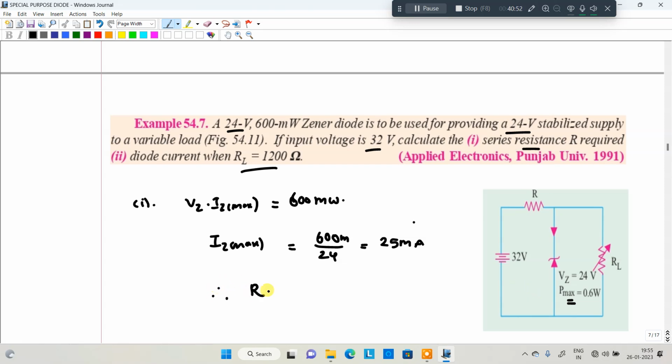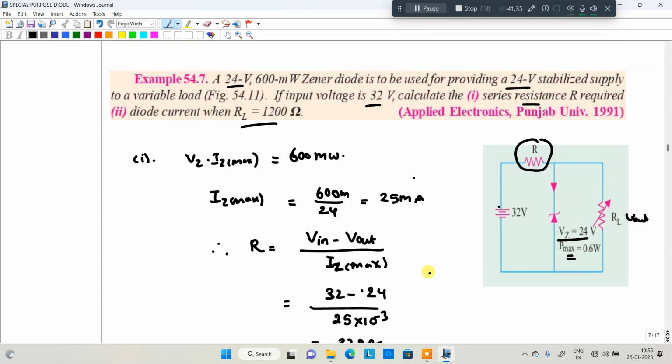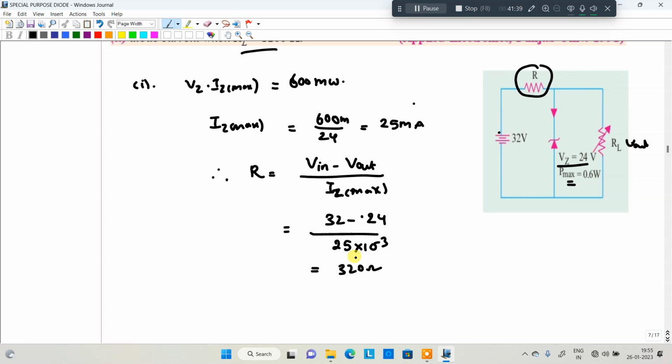From that, R is equal to, I gave one formula, V in minus V out divided by IZ maximum. This is the formula I provided in the theory. So what about R, this particular resistance? This is a 24 V Zener, V in minus V output, and V output is here connected in parallel. V in minus V out divided by the current will give the resistance. So that is 32 minus 24, this is the voltage 24, divided by IZ maximum, 25 into 10 power minus 3. Then you will get 320 ohms. This is the way you need to calculate the resistance required to connect there.